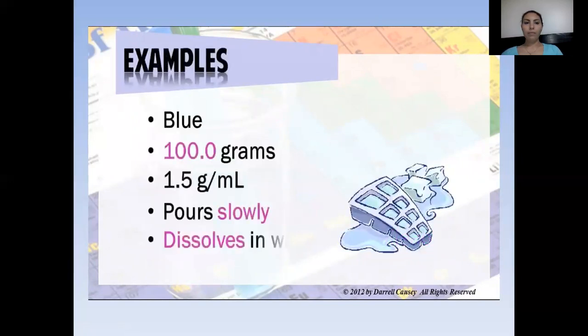Well, blue is a color. 100 grams is a weight, or actually that's a mass. 1.5 grams per milliliter is a density. Pours slowly is a way of describing its viscosity. And dissolves in water has to do with its solubility. But these are all examples of physical properties. There's no new substance. And that's what we want to be aware of when we're talking about physical changes or physical properties.